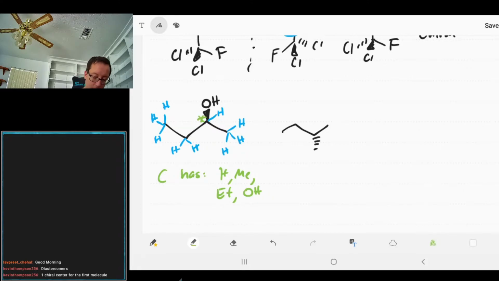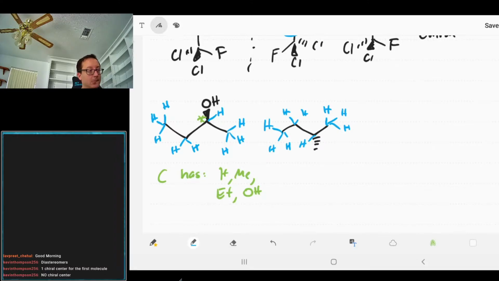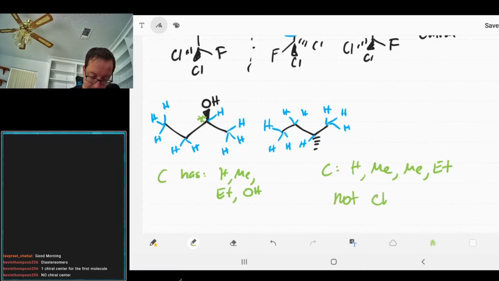If we look at the next one, if we draw in our hydrogens, on these 3 we can see right away, definitely none of those are chiral. How about this last one? If we go ahead and see what this carbon has, it has a hydrogen, a methyl group, and an ethyl group. So even though I drew it with a dash, which is totally allowed, it's just rotated that way, this is not chiral because it has 2 methyl groups on this carbon. This carbon here is not chiral. It has 2 methyl groups on it.